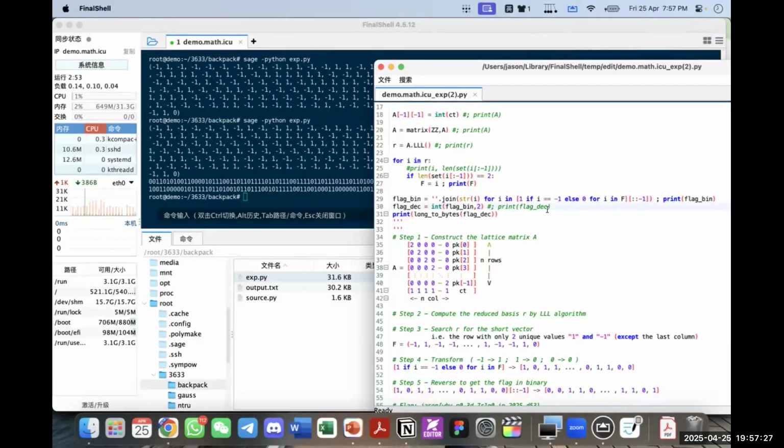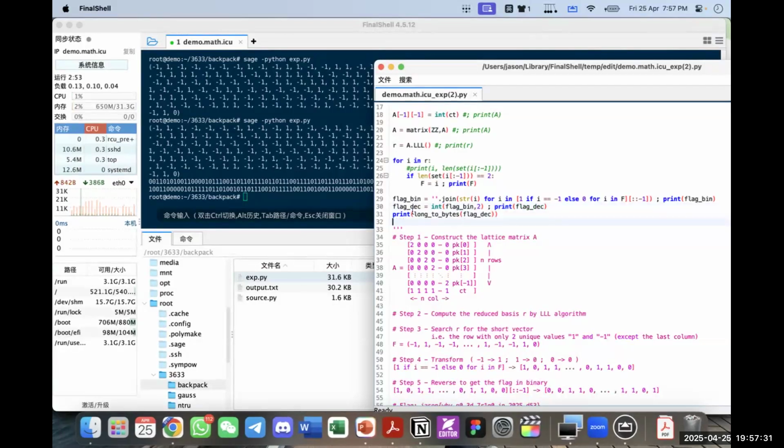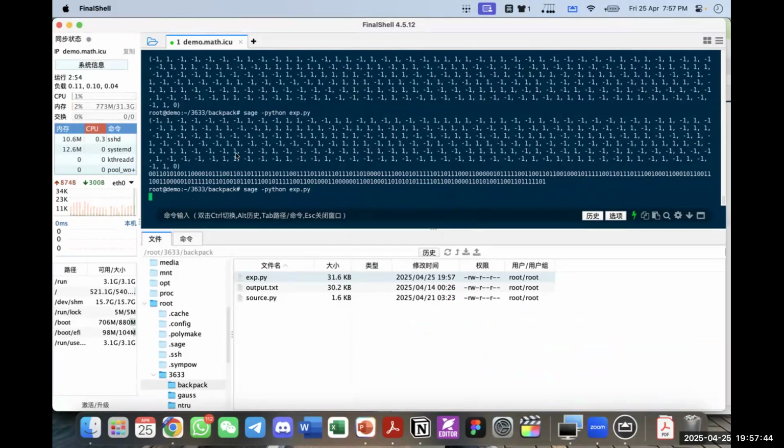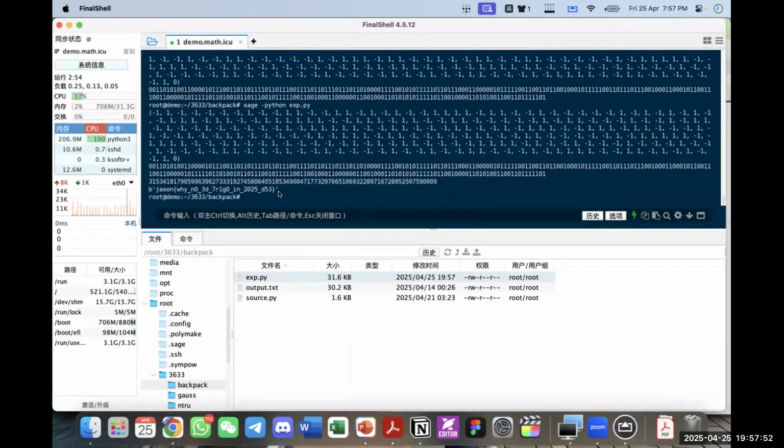Okay, so maybe I'll print all of them out. And then finally, we use long to bytes to convert this decimal back to some text. So let me save it and then run it again. Okay, so it gives us the flag here. So this is actually the last demonstration.